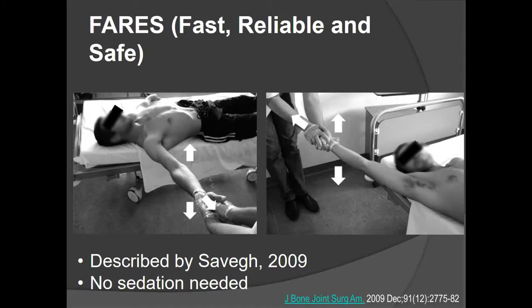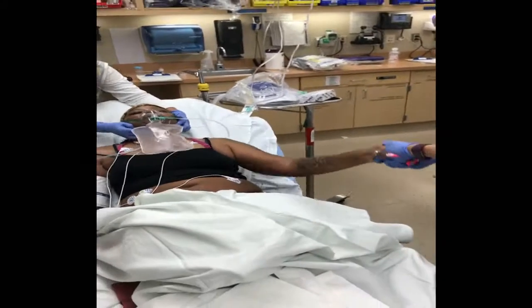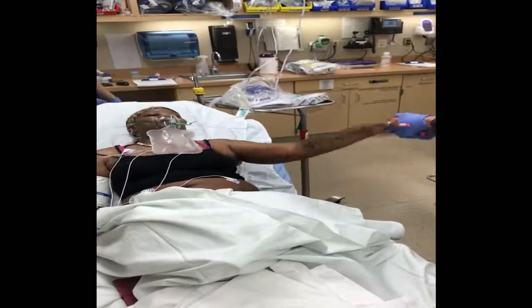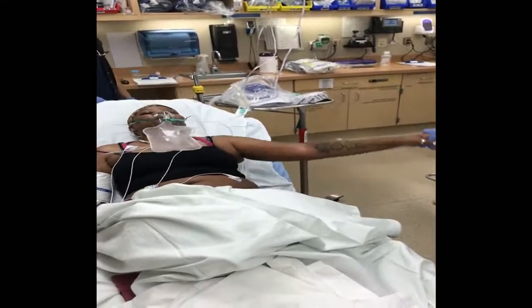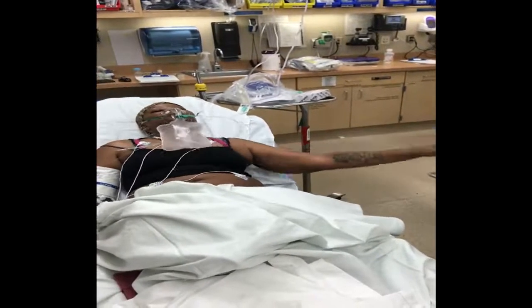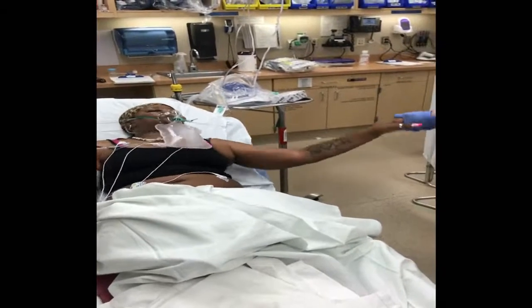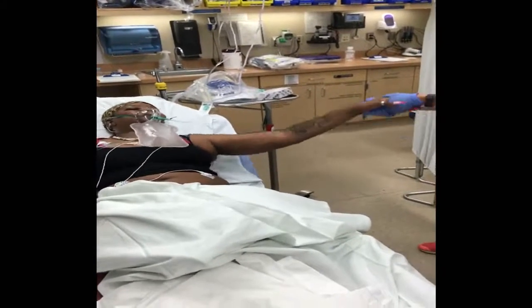All right, here's the FAIRS, fast, reliable, and safe. It was published out of Greece. So it's an oscillating technique, right? You're oscillating their arm up and down, up and down. When you get to 90 degrees, you're going to go palm up, right? So she's oscillating. When we were doing this, she was asleep, but she was kind of knocking her head around. So we have someone come around and hold her head.